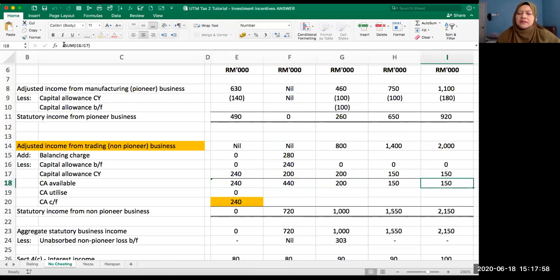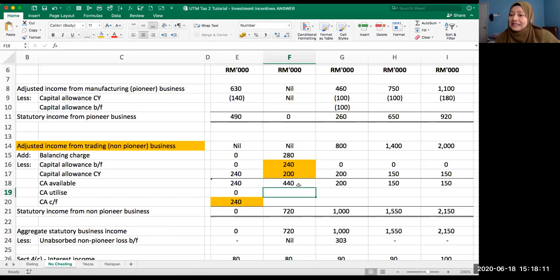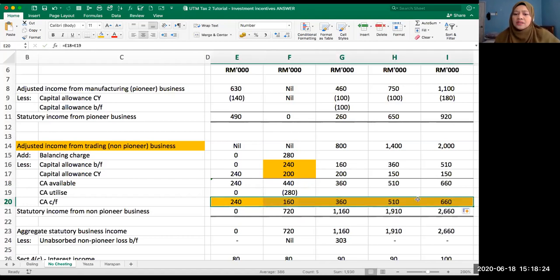Ke macam mana? Okay. How much is available again is the brought forward figure campur you punya current year. Yeah, so you have your available amount 440. How much you're going to utilize depends on your adjusted income and your balancing charge. So in this case, you only have your balancing charge, then you're going to utilize 280 lah. Alright, 280. So you're going to utilize that, means that the balance is 160. Alright, how you get your 160? Available 440, but you only utilize 280. So you have a 160 that you carry forward to the following year.